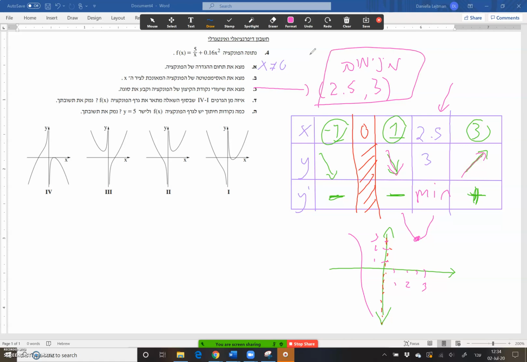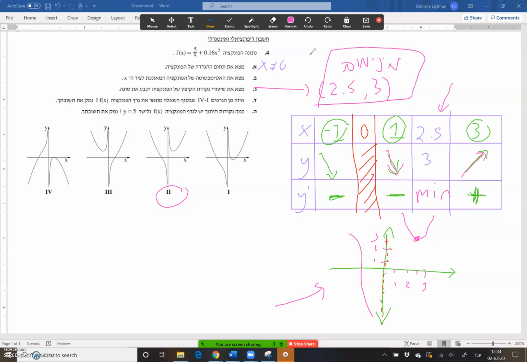Dalet. Which of the graphim 1 through 4, at the end of the question, describes or depicts the graph of the function f of x? Explain your answer. Well, based on our drawing over here, it looks very similar to number 2.